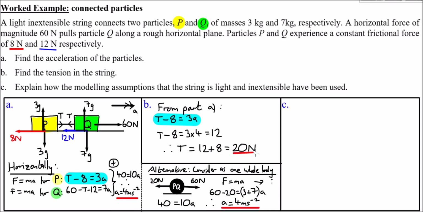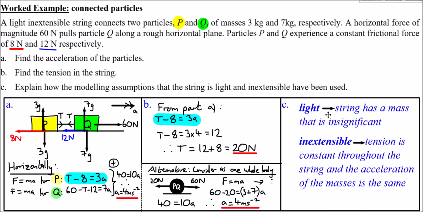Finally, for part C. Now these are common 1 or 2 mark questions in exams, but all the marks you get the better. Explain how the modelling assumptions that the string is light and inextensible have been used. So there's a couple of things we could say here, really. So what I'm going to suggest is something like this.